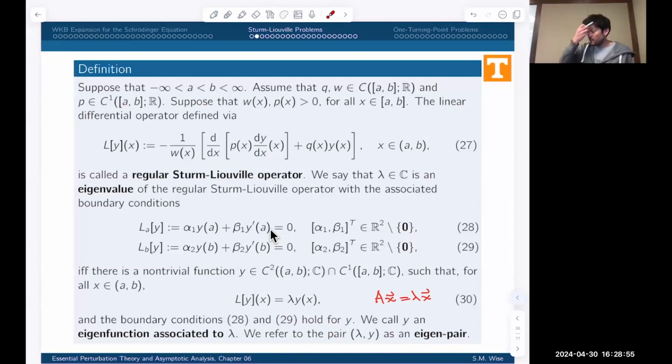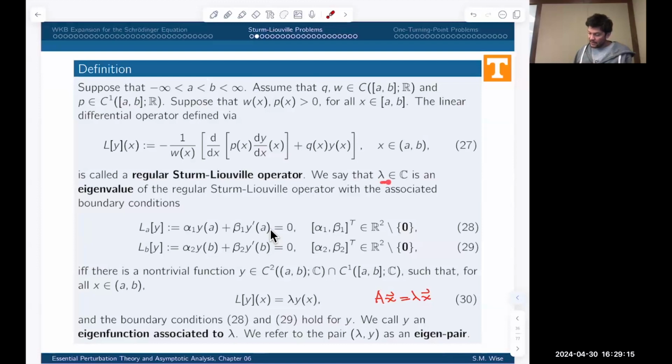You could study fourth order. It's not classical, but you could study fourth order Sturm-Liouville problems. The standard, of course, is second order. So the second order term is in what we call a divergence form. And so this w is important. This one's called the weight function.